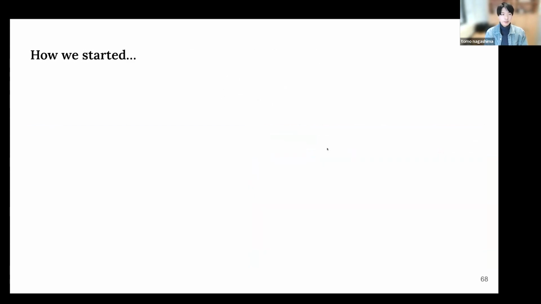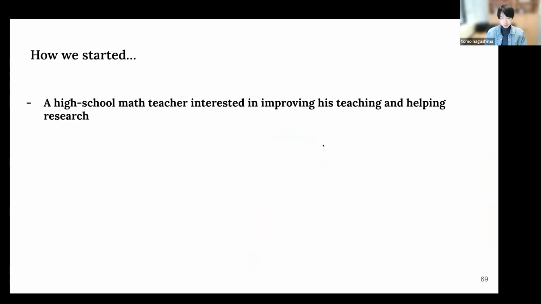So in this project, we started by talking with a high school mathematics teacher here in Germany who was interested in improving his own teaching. So his interest was really to improve his own teaching methods, but he also had an interest in helping research. He was interested in looking at research in general, and he wanted to talk with us because he was interested in our work. So we decided to discuss with him with no prompts, no research question.